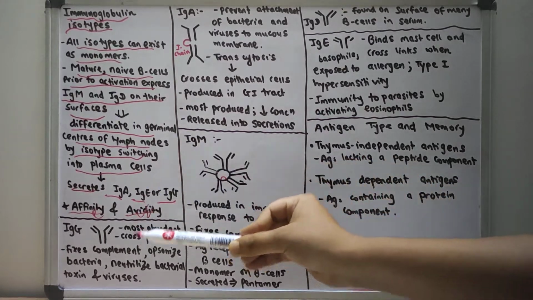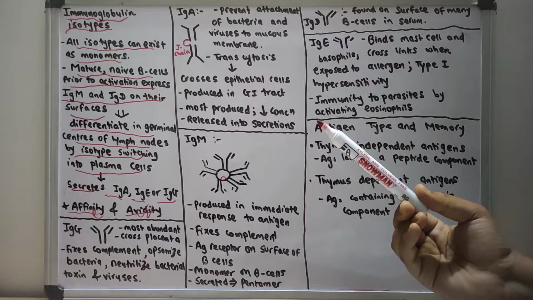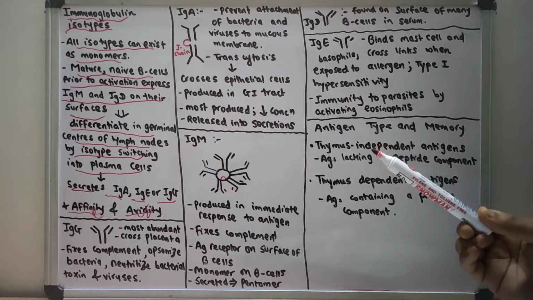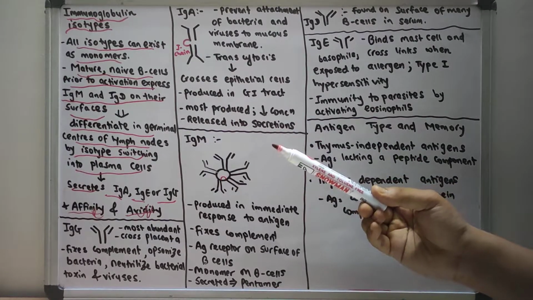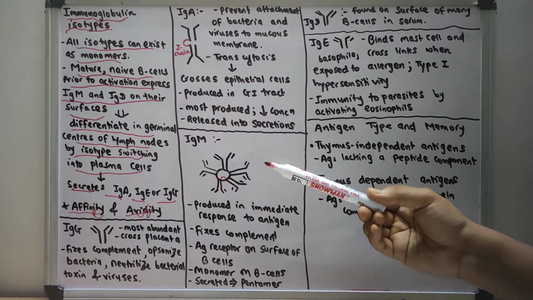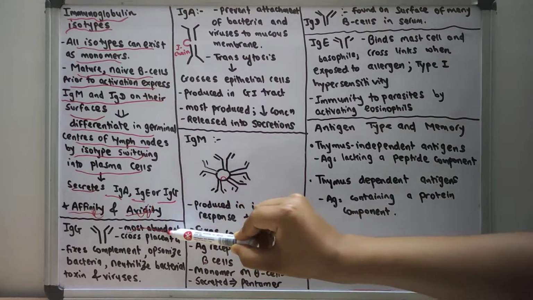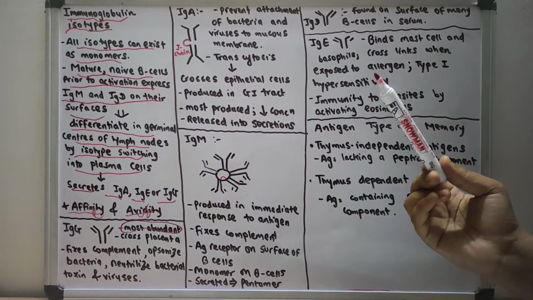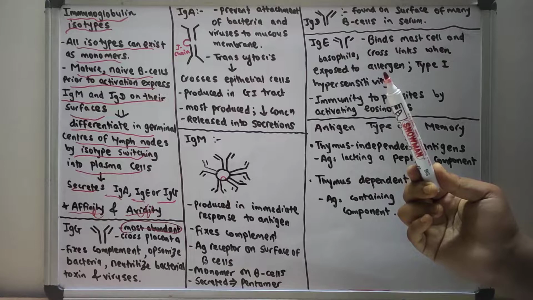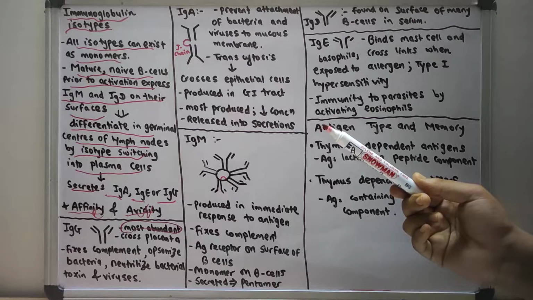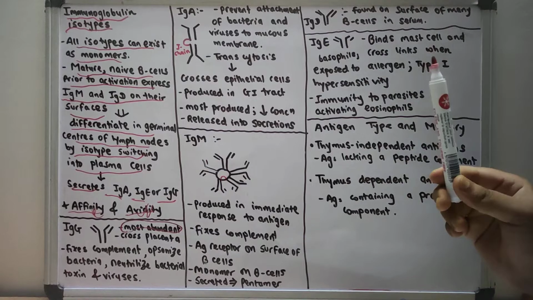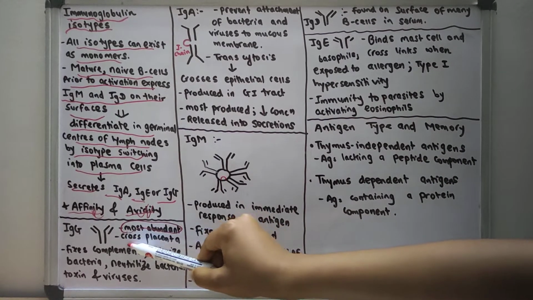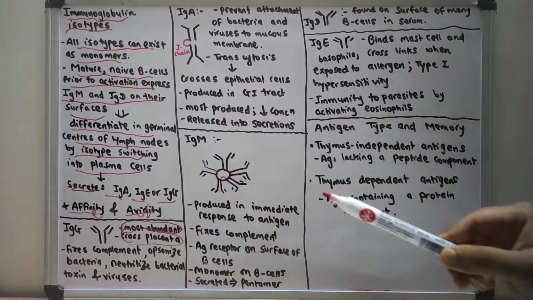Now let us discuss the individual immunoglobulin isotypes. First of all, let us discuss immunoglobulin G. Immunoglobulin G is the main antibody in the secondary response to an antigen, and it is the most abundant type of immunoglobulin in serum. It is also the only immunoglobulin that crosses the placenta. So it is the only isotype of the immunoglobulin that crosses the placenta.